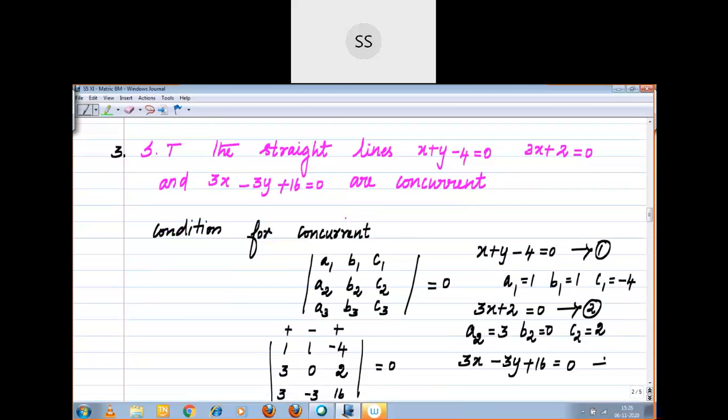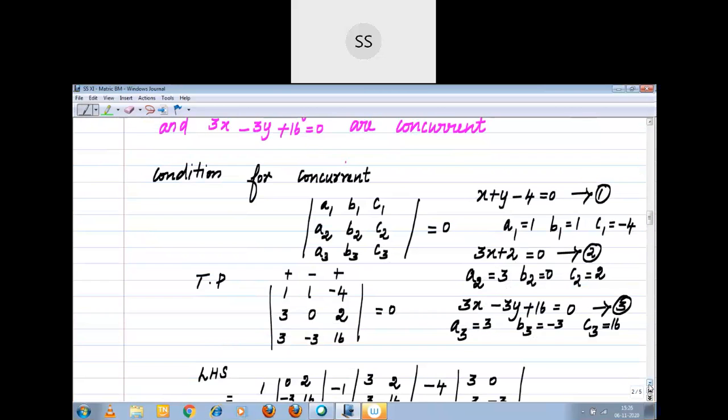Next. Third equation is what? 3x minus 3y plus 16 equal to 0. This is third equation. You are going to collect the coefficient of x, y and constant from the third equation. That's why we label it A3, 3, B3 minus 3, C3 16. Got it, children? That you are going to substitute. Condition for concurrent. You want to prove, right? To prove this equal to 0.